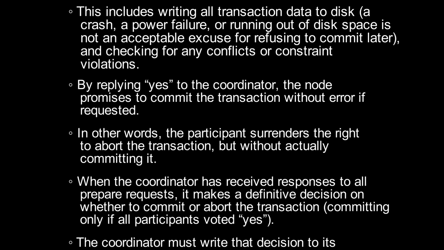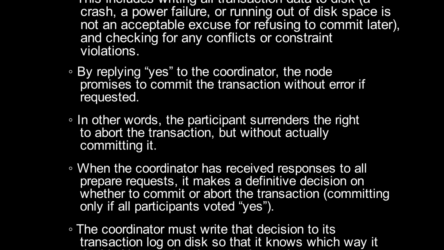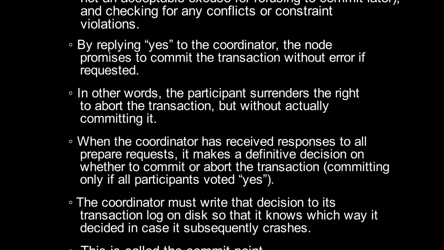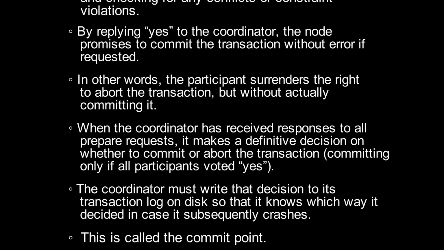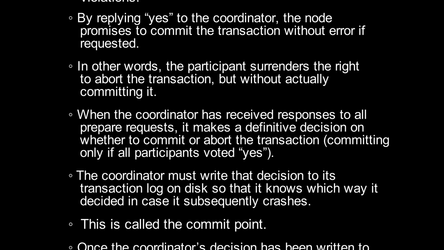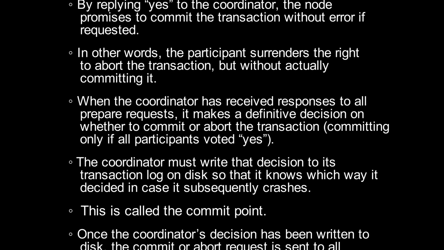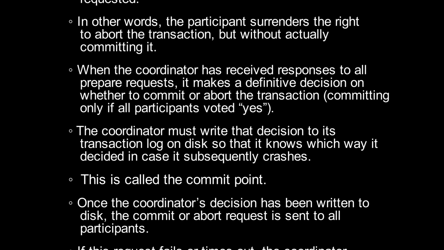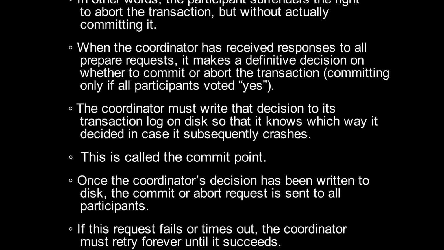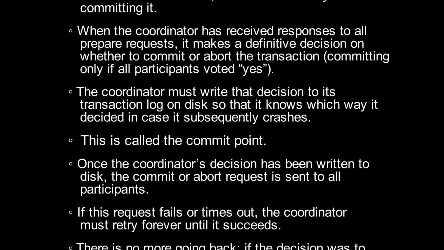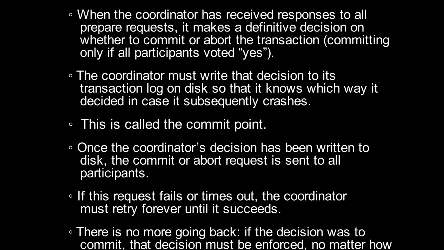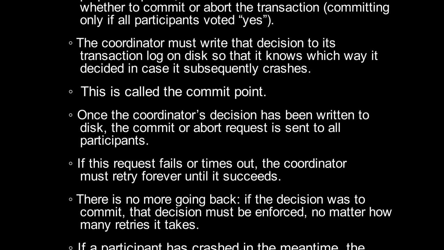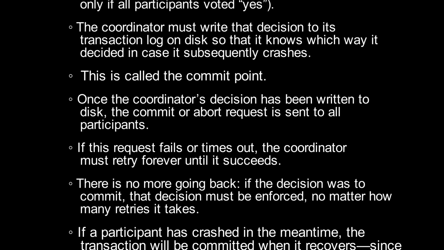When the coordinator has received responses to all prepare requests, it makes a definitive decision on whether to commit or abort the transaction, committing only if all participants voted yes. The coordinator must write that decision to its transaction log on disk so that it knows which way it decided in case it subsequently crashes. This is called the commit point. Once the coordinator's decision has been written to disk, the commit or abort request is sent to all participants. If this request fails or times out, the coordinator must retry forever until it succeeds. There is no more going back.